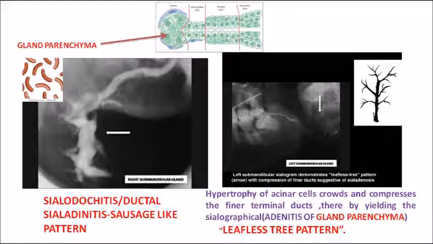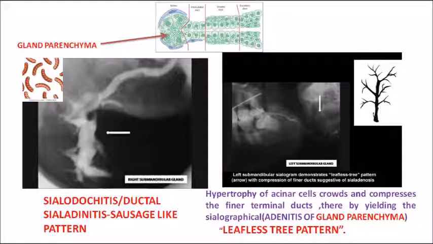That can be clearly seen in the radiograph. So it is similar to that of a sausage. The appearance of sialodochitis in sialography is compared to a sausage-like pattern. So a sausage-like pattern is seen in sialodochitis.